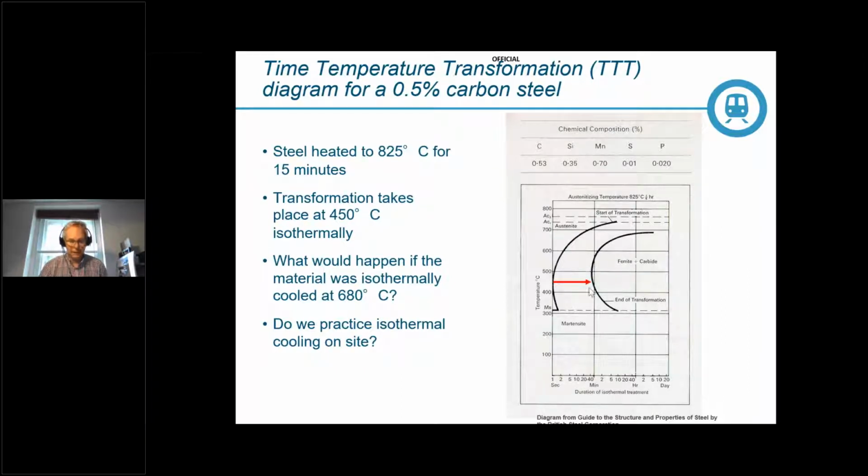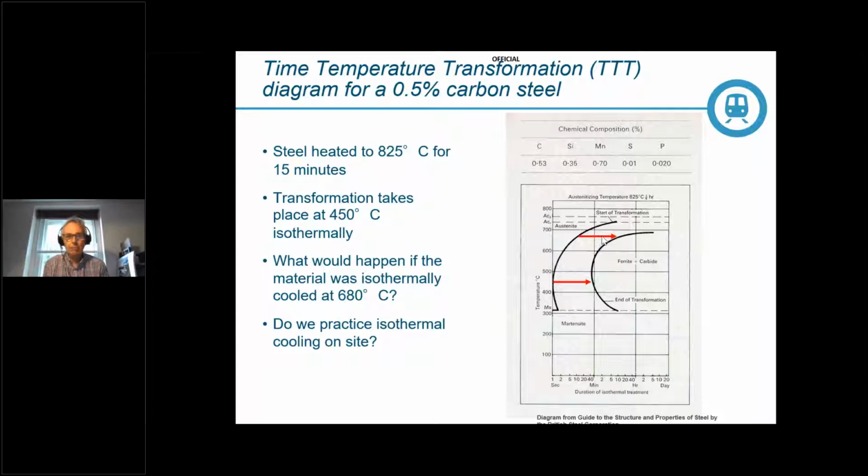Similarly, if we actually did that transformation at a higher temperature, say 680 degrees up here, in this case, if you look at it, the transformation wouldn't start till about 20 seconds, and it would take about an hour to finish. So this methodology can be used to control processes, and particularly industrial processes where we actually desire to give specific properties to the finished product.